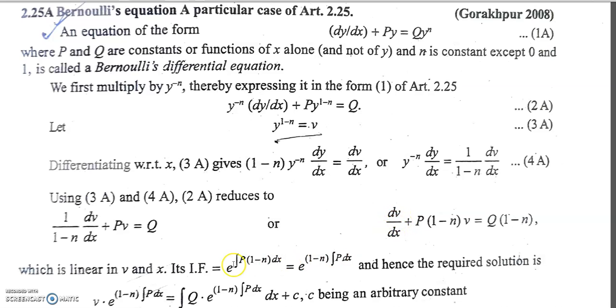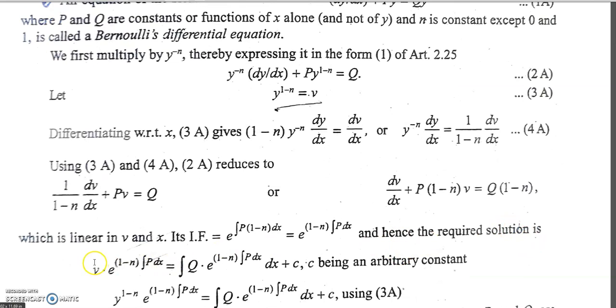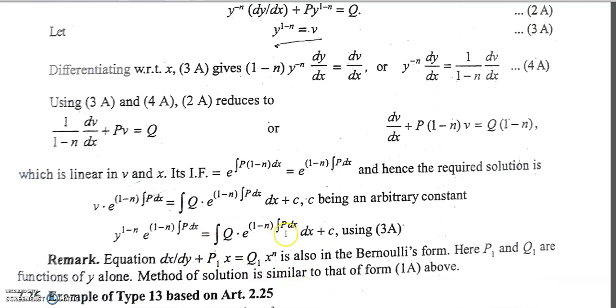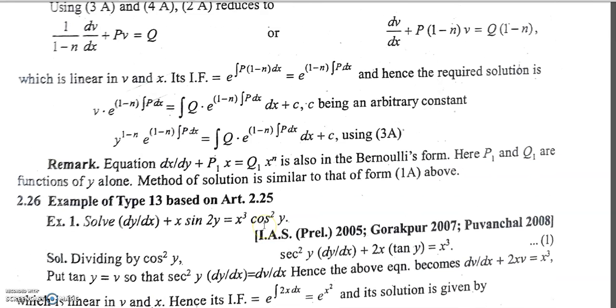So calculate the integrating factor, e to the power integral of (1-n)P dx. So you get this, that is your required solution. Now v times the integrating factor equal to the integral of Q times the integrating factor plus C. After calculating, you get the solution. In the same manner you can do it for dx/dy + P1 x = Q1 x^n also. Just divide by x^n, so this will be x^(1-n), put it as v, then in the same manner you can get the solution.